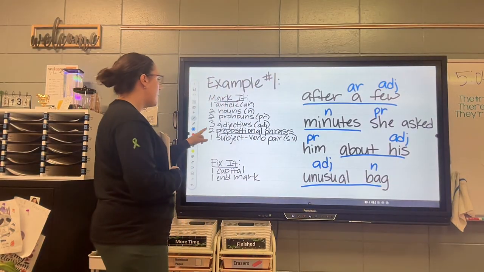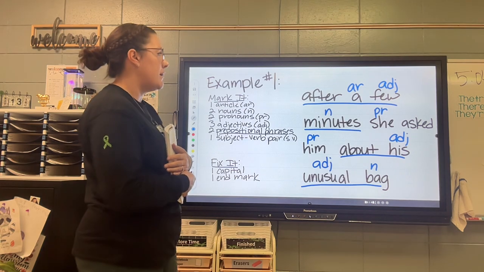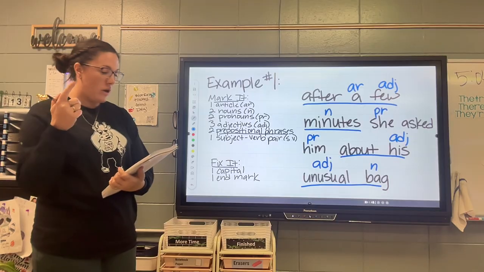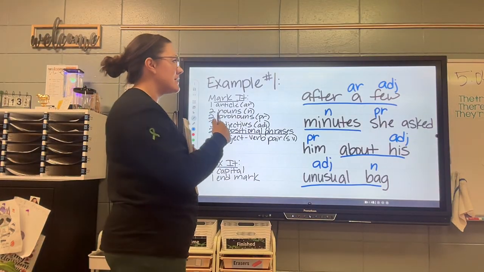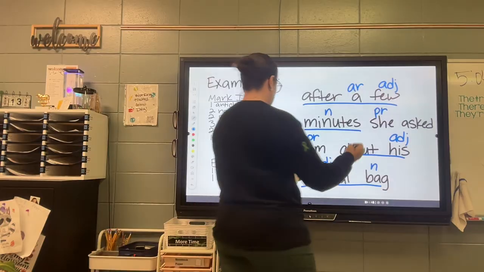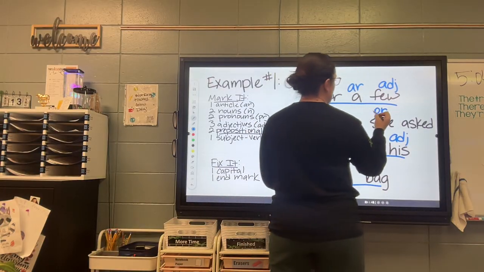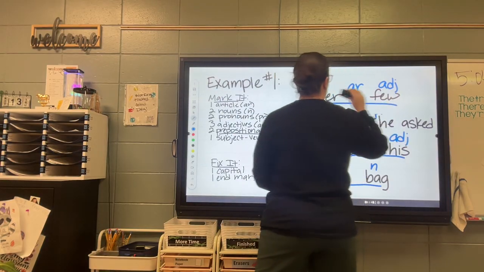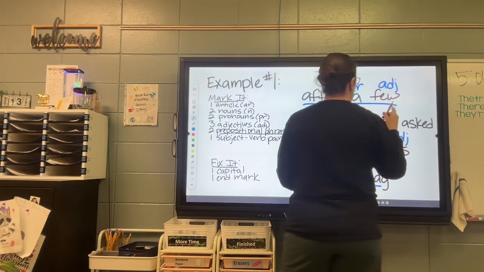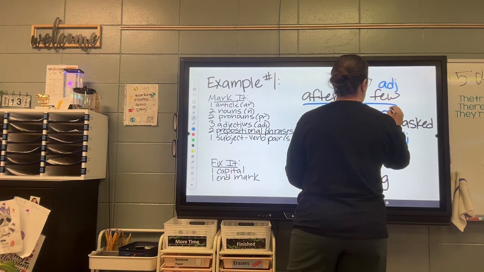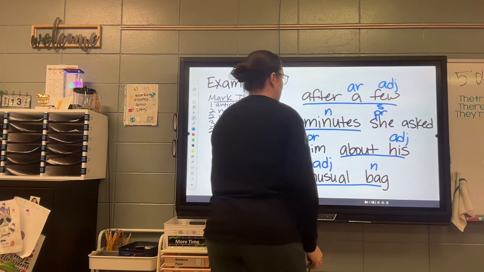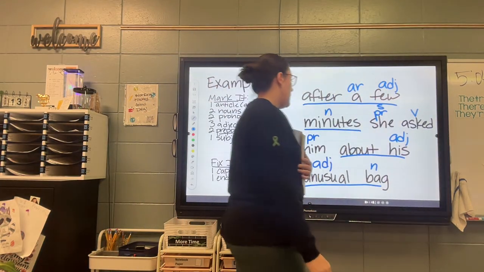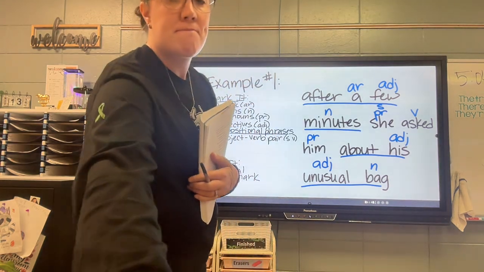Okay? Now, we also have 1 subject-verb pair. So we're looking at who or what the sentence is about, and then what are they doing. In this case, the sentence is about she. So our subject is she. Now, had I done this right, you put them right on top of each other. That's what we usually do. So I'll write that a little smaller. So my subject is she. Okay, and what did she do? She asked him about his unusual bag. Okay?